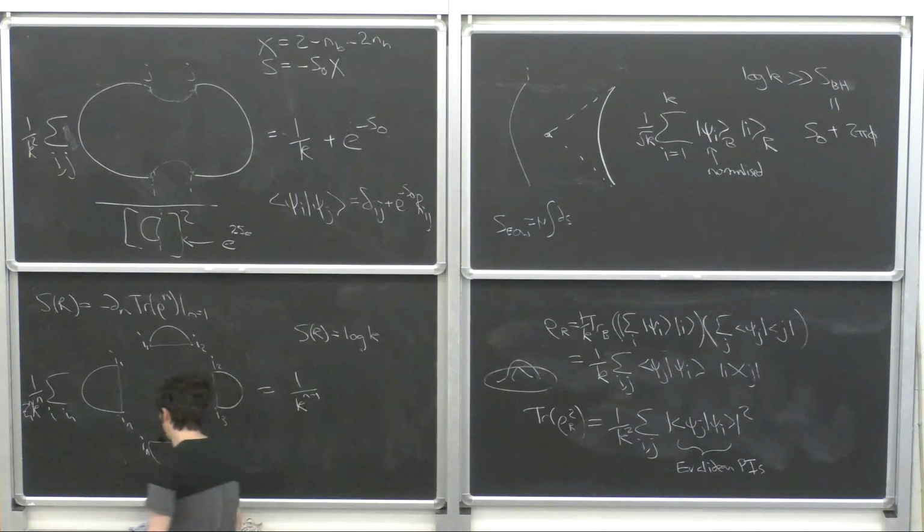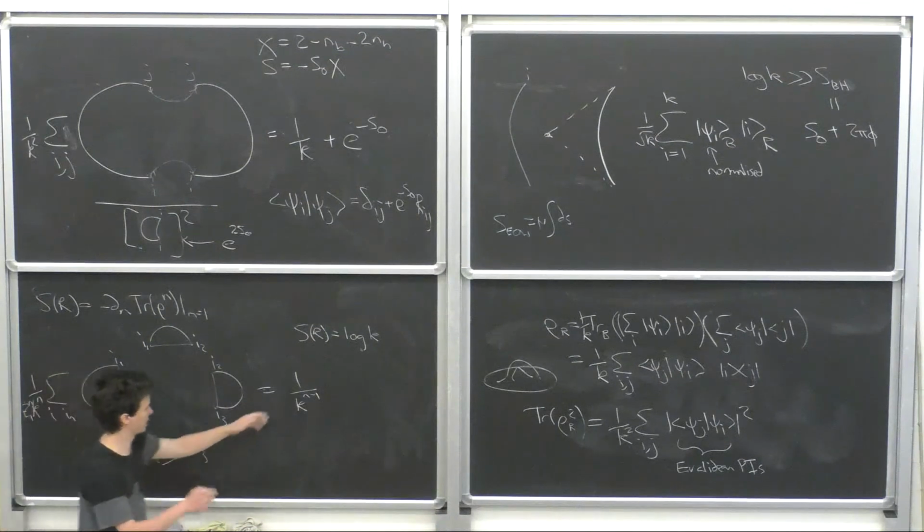Okay. If k is really, really, really big, on the other hand, so that's the first half of the Page curve.